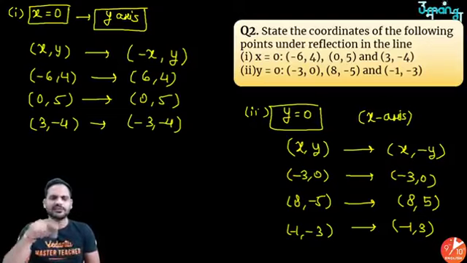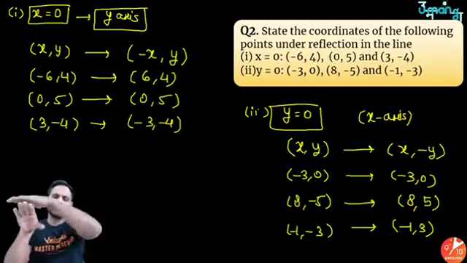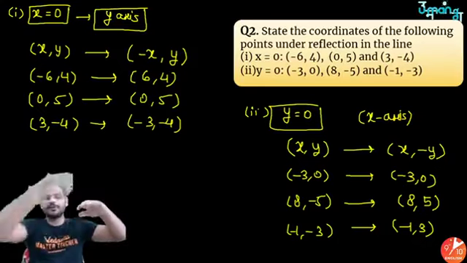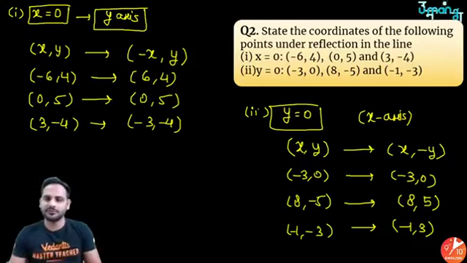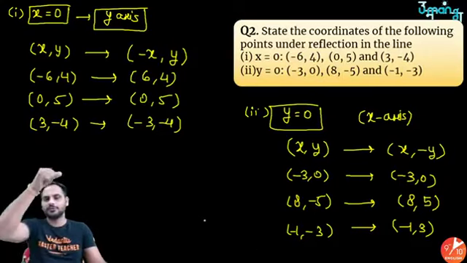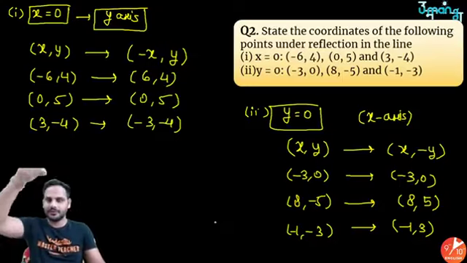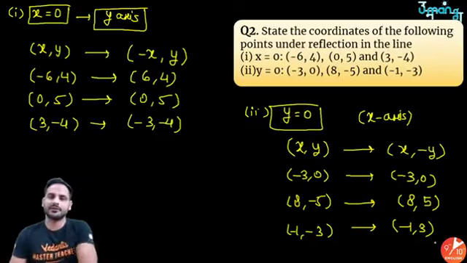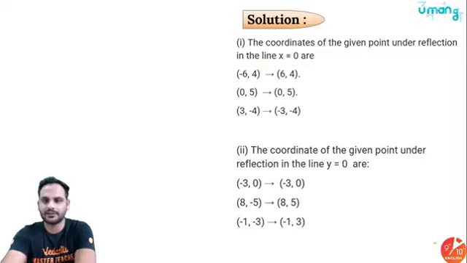So just visualize slightly, imagine the quadrant, look at the reflection surface, and you will be able to see which quadrant it is moving to. Minus 1 comma minus 3 is in the third quadrant, so it will move to the second quadrant upwards, right? So it will become minus 1 comma 3. So this is how the reflection under x and y axis will be done.